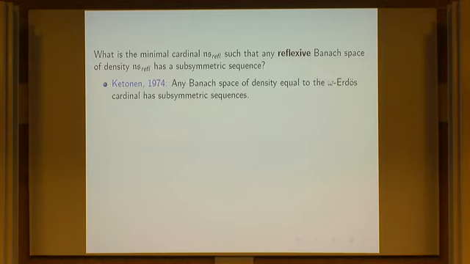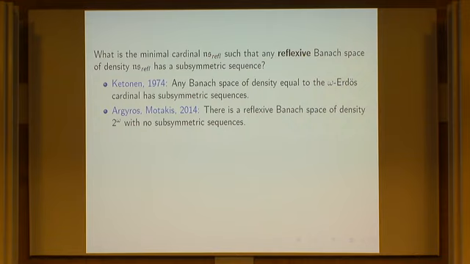The first result shows exactly that if you have a Banach space which is very large, then it always has subsymmetric sequences. The cardinal is the omega Erdős cardinal. So we have an upper bound for the minimal cardinal we defined here. We have this upper bound, and we would like to know what this cardinal is.